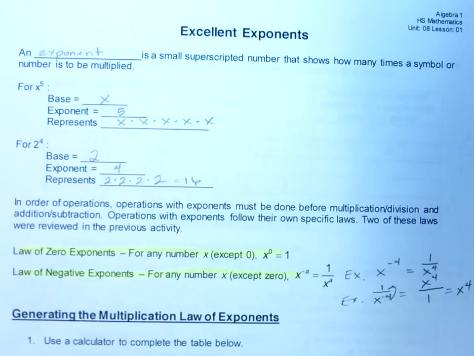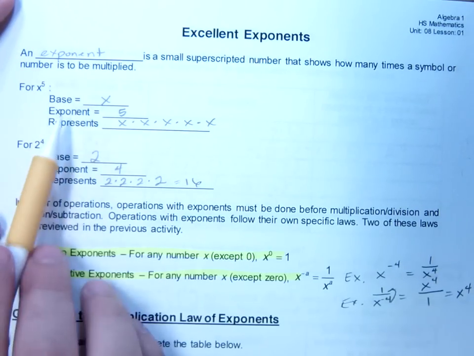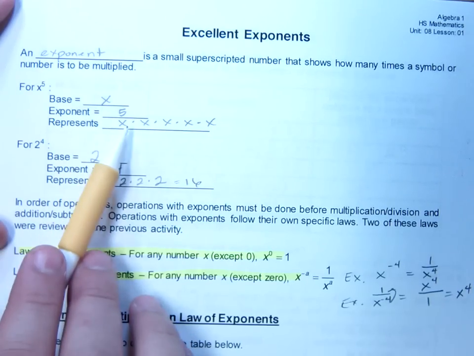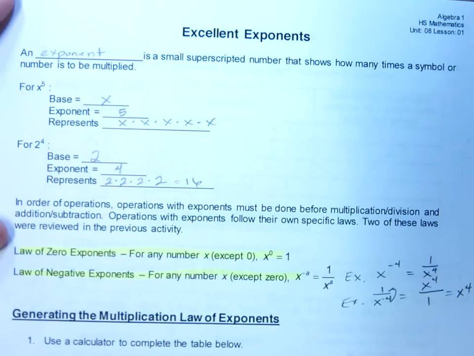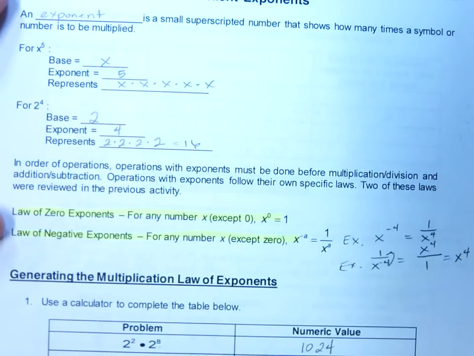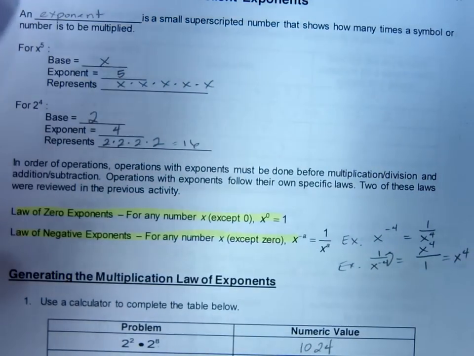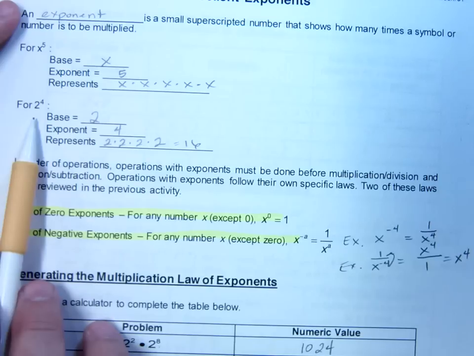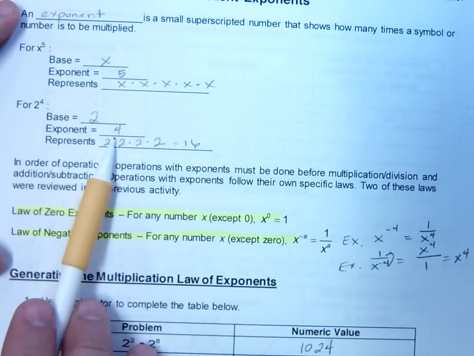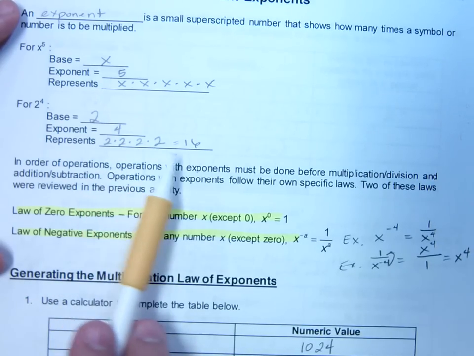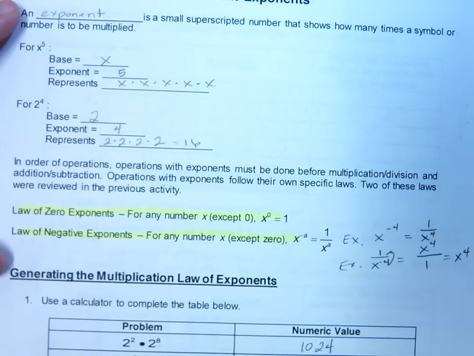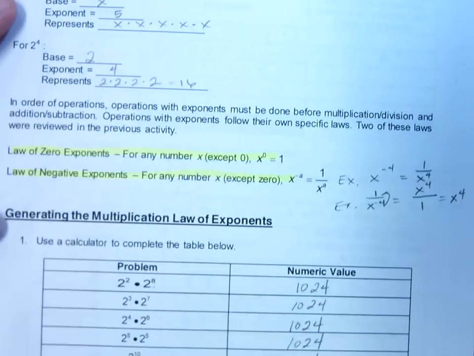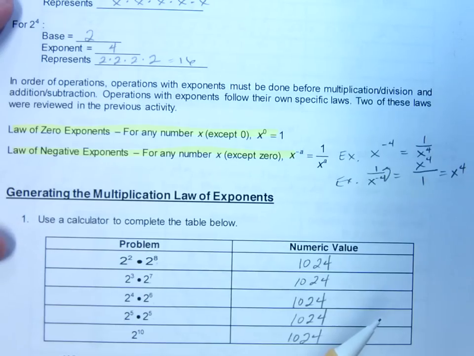All right, so an exponent is a small superscripted number that shows how many times a symbol or a number is to be multiplied. We talked about that earlier. In this example here, we have x to the 5th power. The base is x, the exponent is 5. That represents x times x times x times x times x. For the next one, we have 2 to the 4th power, where the base is 2 and the exponent is 4. That's the same thing as saying 2 times 2 times 2 times 2, which equals 16. That's information you should have gotten from today's class and the activity we did.